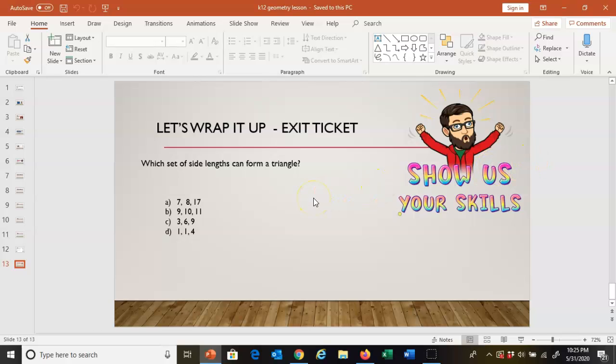But for today, let's wrap it up with an exit ticket. Of these four choices I've given you, only one of them works. Which set of side lengths can form a triangle? Let me know which one you think. Pause and think about it before I tell you the answer.